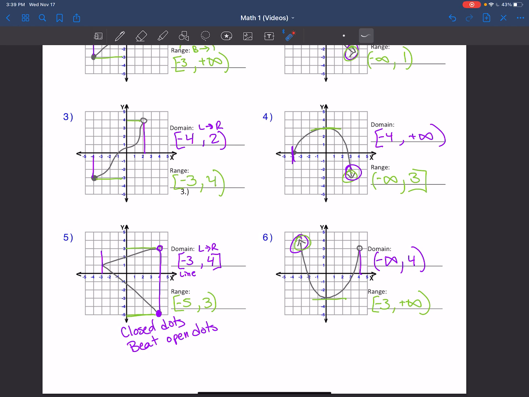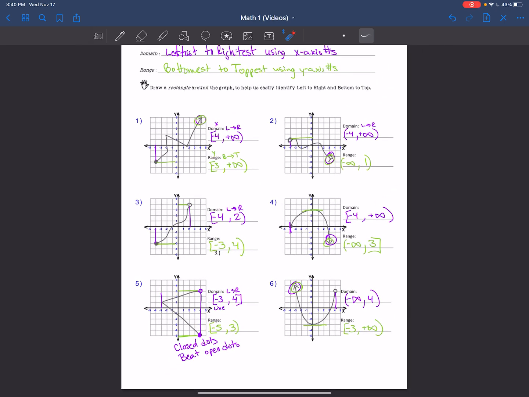Number 6, we have the domain starting with negative infinity because that's what's on the left. And then on the right we have a 4 with an open dot, so open bracket. Bottom we have a -3, which is part of the line, so that's why we have a square bracket. Up top we have an arrow, and remember now that arrow is going up, so we have a positive infinity.